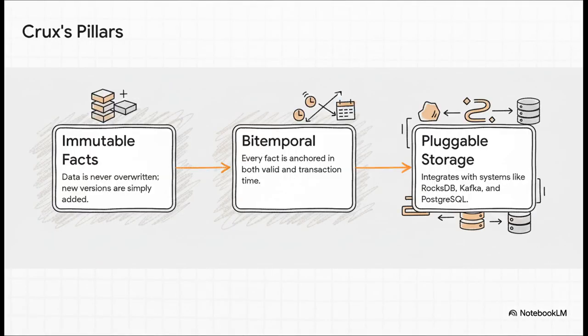So how does Crux pull this off? Well, it's built on three main ideas. First, everything is immutable. You never, ever overwrite or delete data. You just add a new version. Second, every one of those facts is tied to both of those timelines we just talked about. And third, it's really flexible. It has pluggable storage, so you can use tools you already know, like Kafka or Postgres, to actually store the data.